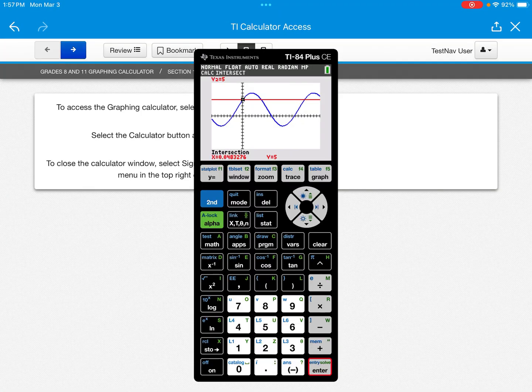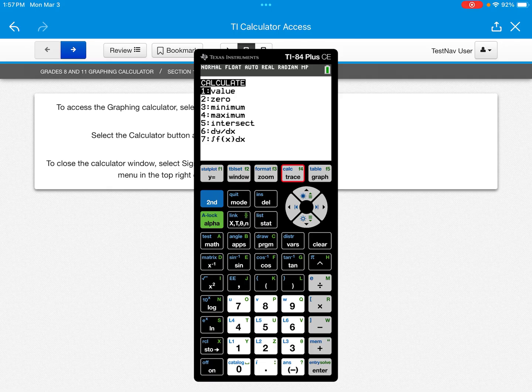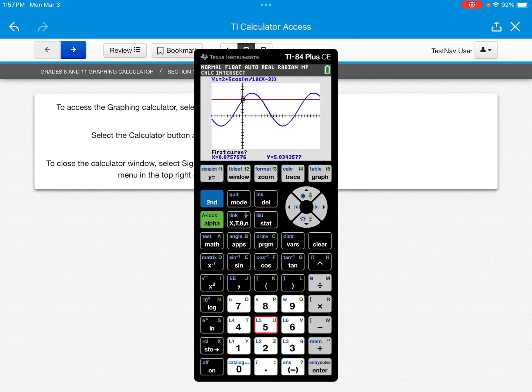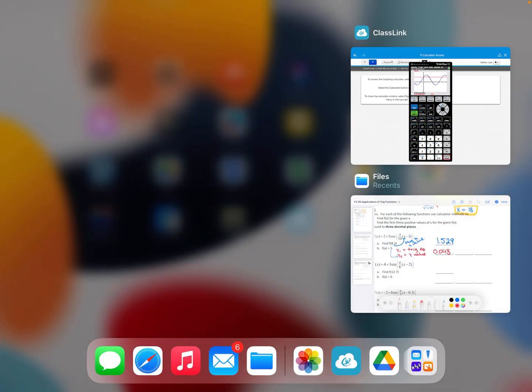To find the second one, we repeat the process. Second trace, intersect, first curve enter, second curve enter, guess, scroll over close to that second solution, and hit enter. Look for the word intersection on the bottom. If it still says guess, you need to hit enter another time. So that intersection is 5.952.